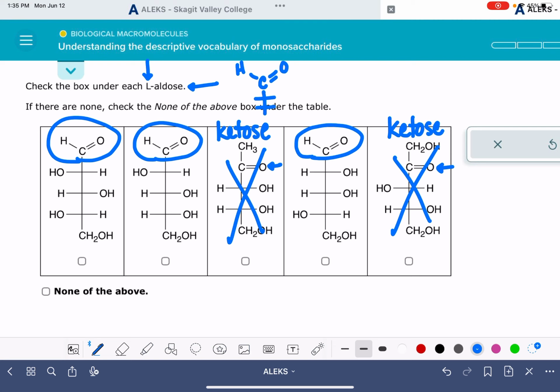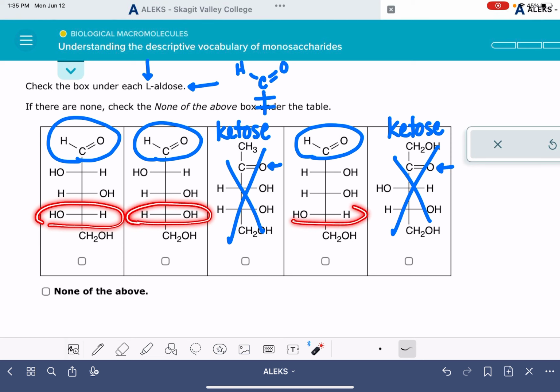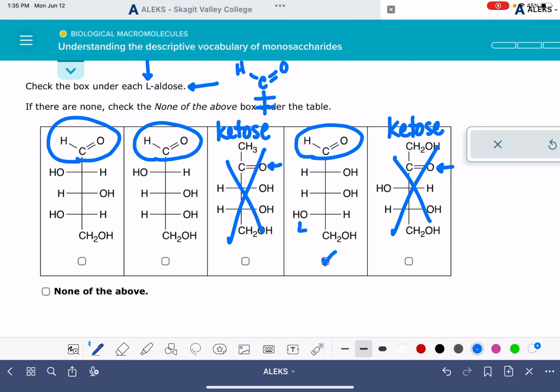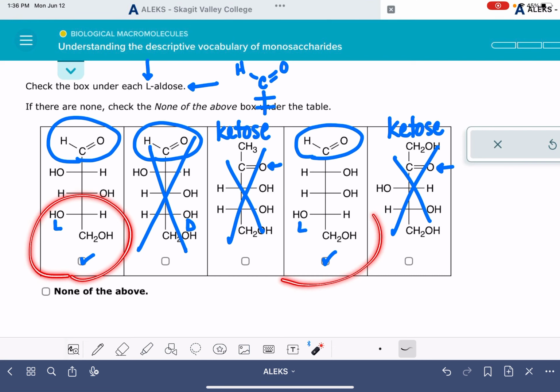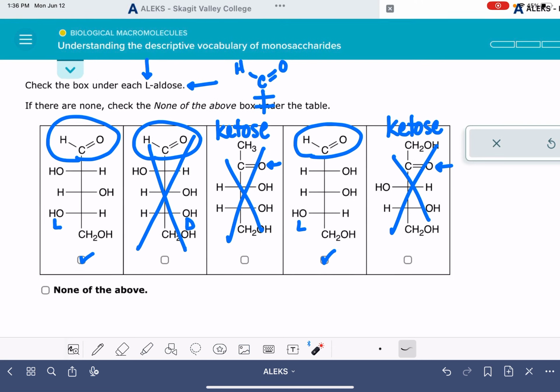Now the other portion of the name that we're going to look at is the L. At the beginning of the name, you're either going to have the letter D or the letter L. And that letter refers to the position of the OH group on the carbon atom that is second from the bottom. So this is the bottom carbon atom, this is the second from the bottom. If the OH group is on the left-hand side, it is an L sugar. That applies to aldoses as well as ketoses. If the OH group is on the right-hand side, then we would call it a D sugar. So we're not going to check the box for that one. In this problem, there are 2 examples of L-aldoses.